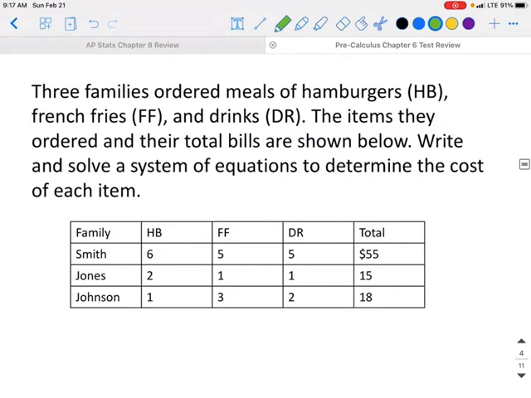3 families ordered meals of hamburgers, french fries, and drinks. The items they ordered and their bill totals are shown below. Write a system of equations to determine the cost of each item.